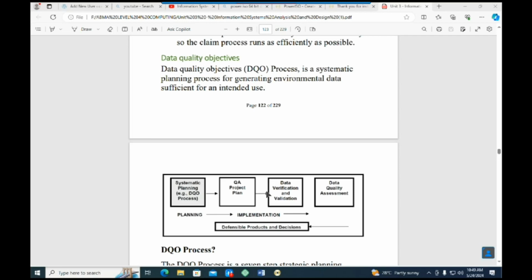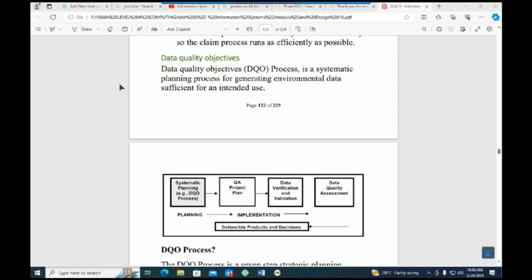We are talking about the process of having a systematic plan for generating what we call environmental data that is going to be enough for the use that data is supposed to be used. So a systematic plan simply means a plan that is well defined.